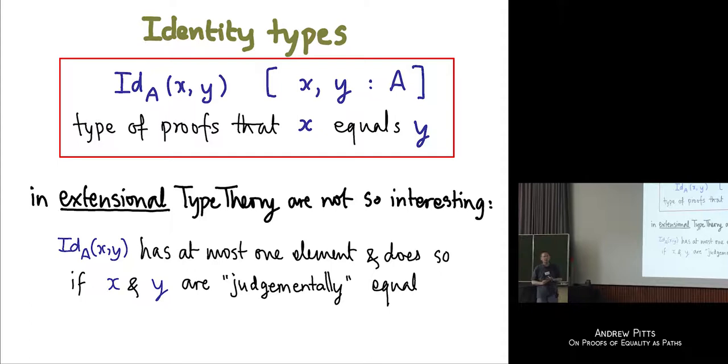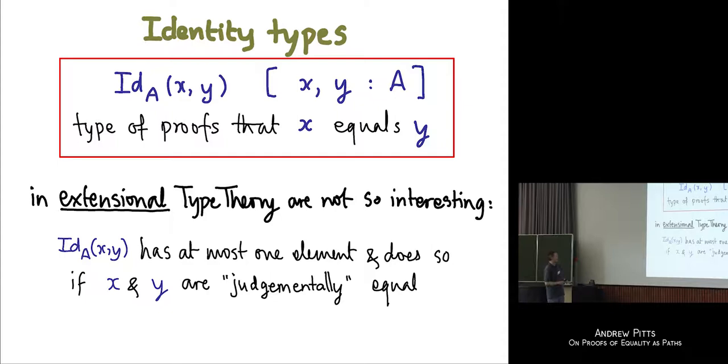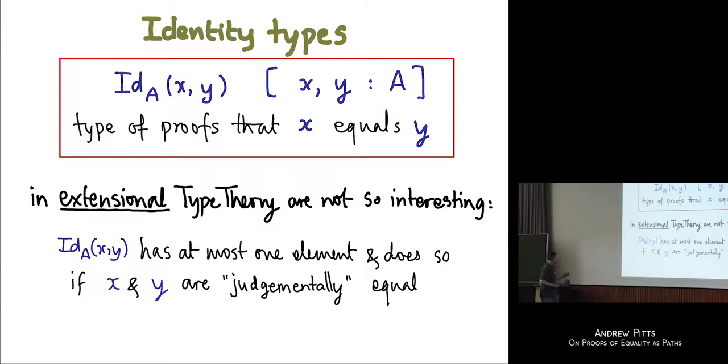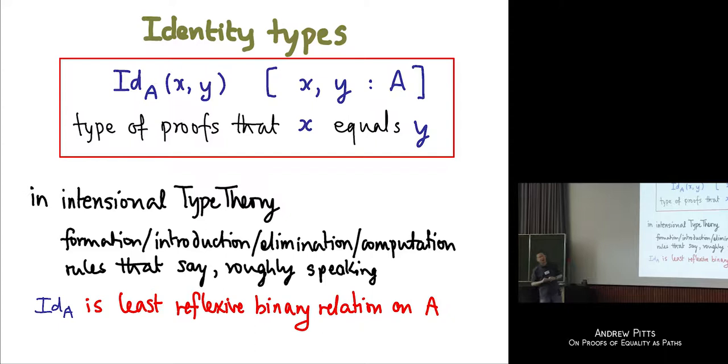But it's not so good here because the identity type is, again, rather trivial in its structure, inasmuch as this has at most one inhabitant, and it does so when the two things, X and Y, are judgmentally or definitionally, if you like, equal. So what we'll be talking about is the identity type in so-called intensional Martin-Löf type theory, with its formation, introduction, elimination, and computation rules that you've seen flashed in front of you several times in different people's talks.